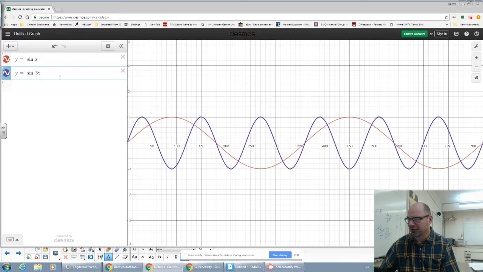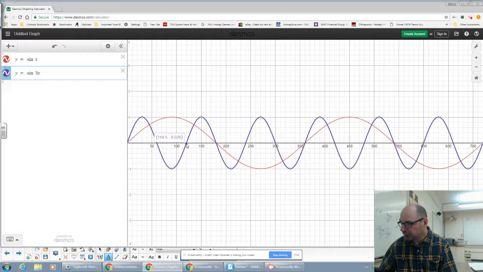So if we took 360 degrees of the original period and divided by 3, that would be 120. One period should end at 120 degrees for the purple. So is this 120 right here? Indeed it is.